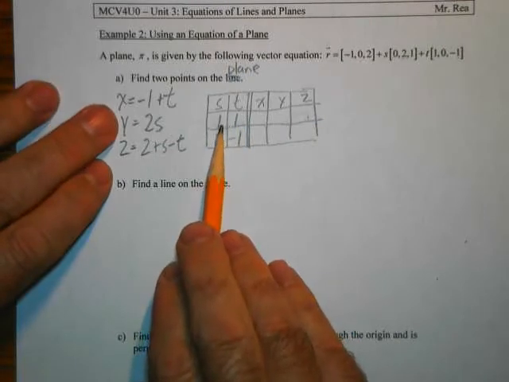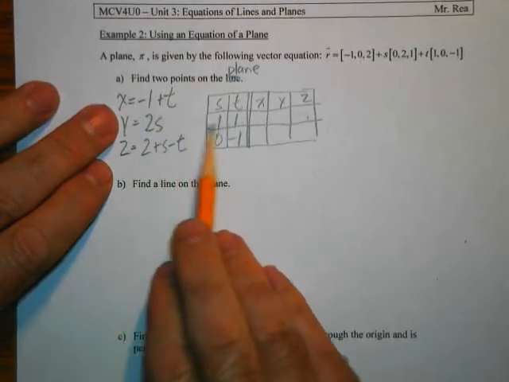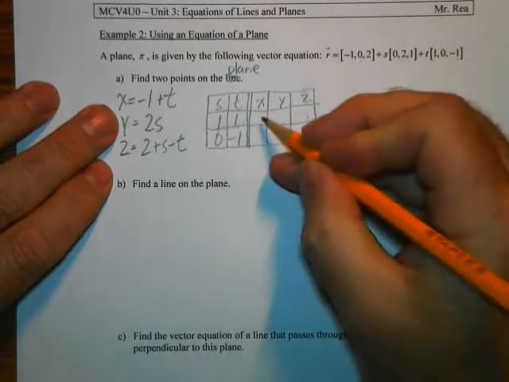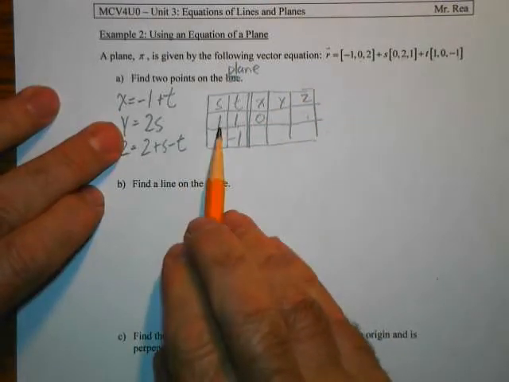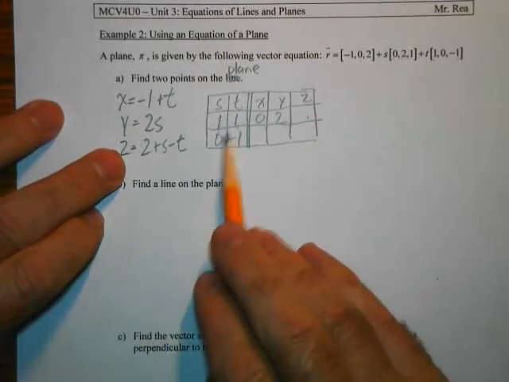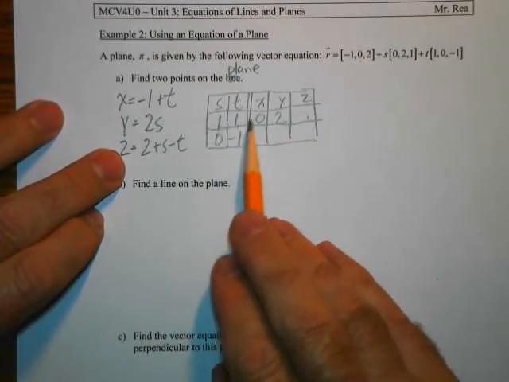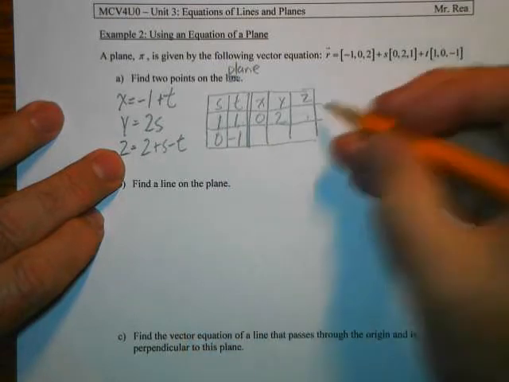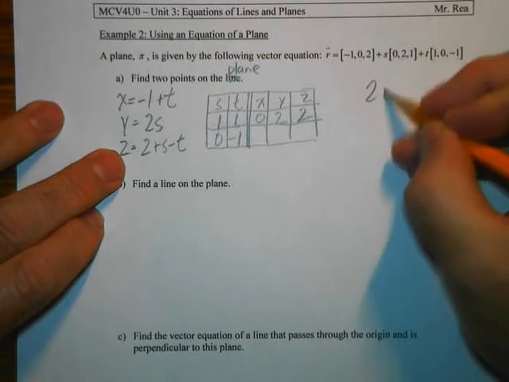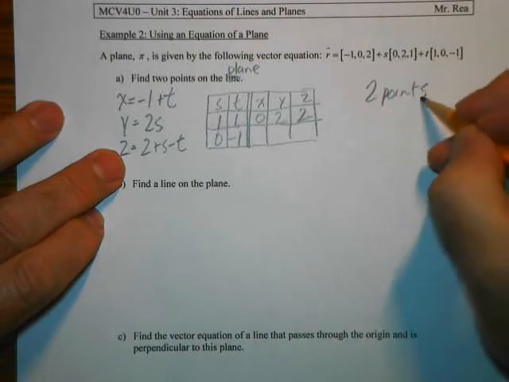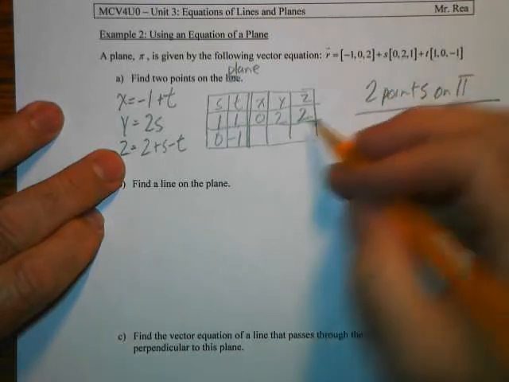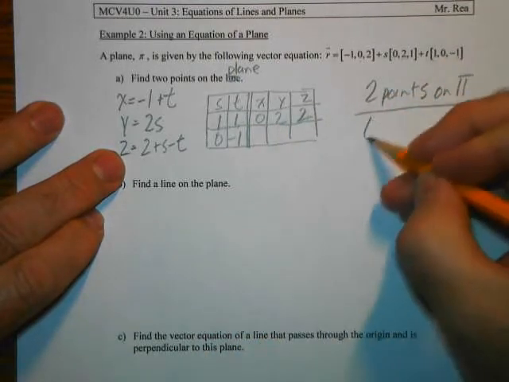So for example, x is -1 plus t, so that would be -1 plus 1, so that would be 0. Y is equal to 2s, so that would be 2. Z is equal to 2 plus s, so that's 3, minus 1 is 2. Okay. So I just found 1 point. So 2 points on the plane pi. The first point is 0, 2, 2.